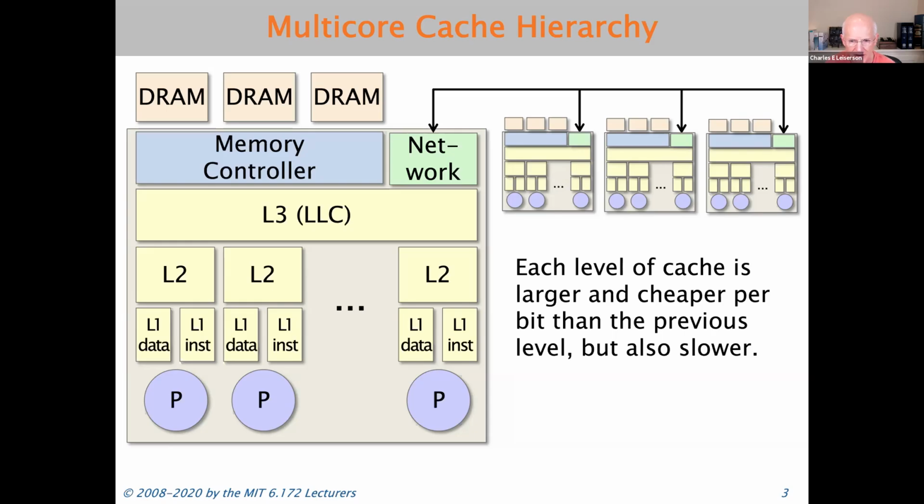So let's do a quick poll here. The point of caching is to overcome the slow speed of DRAM. So how many floating point operations can be performed by a modern high-end processor in the time it takes to fetch a cache block from DRAM?